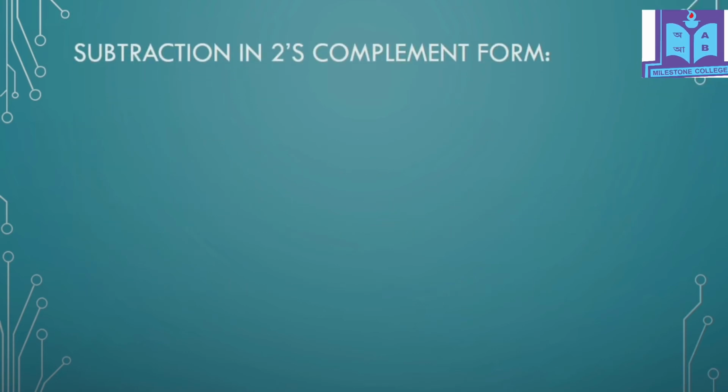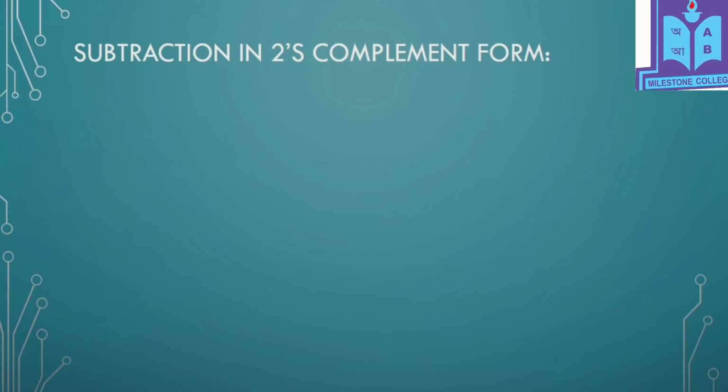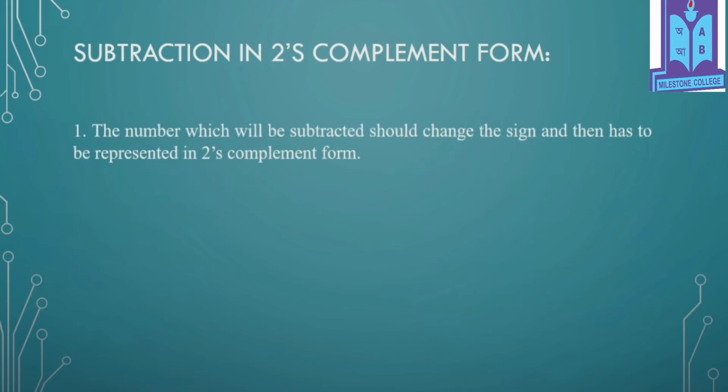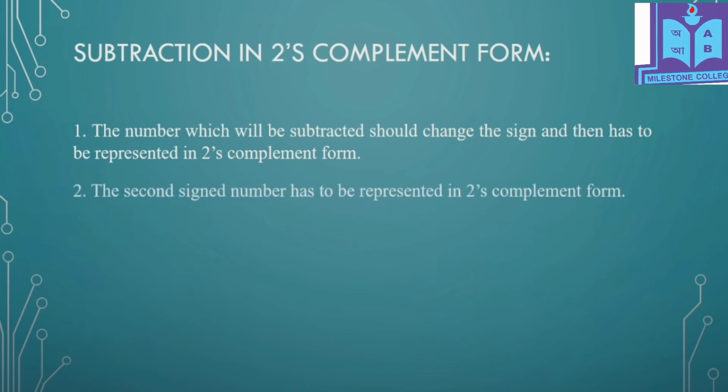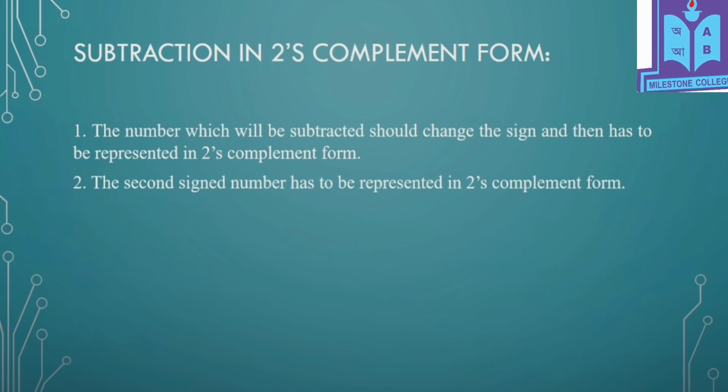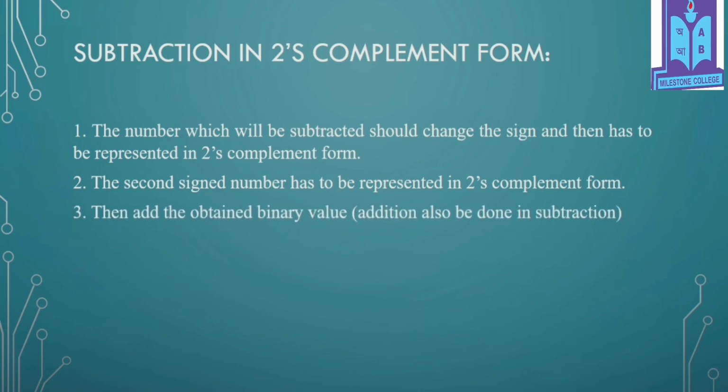Now I am giving you an example of subtraction in 2's complement form. How do we subtract? The number which will be subtracted should have its sign changed and then be represented in 2's complemented form. Then the second signed number has to be represented in 2's complemented form. After that, add the obtained binary values. Addition also has to be done in subtraction mode.